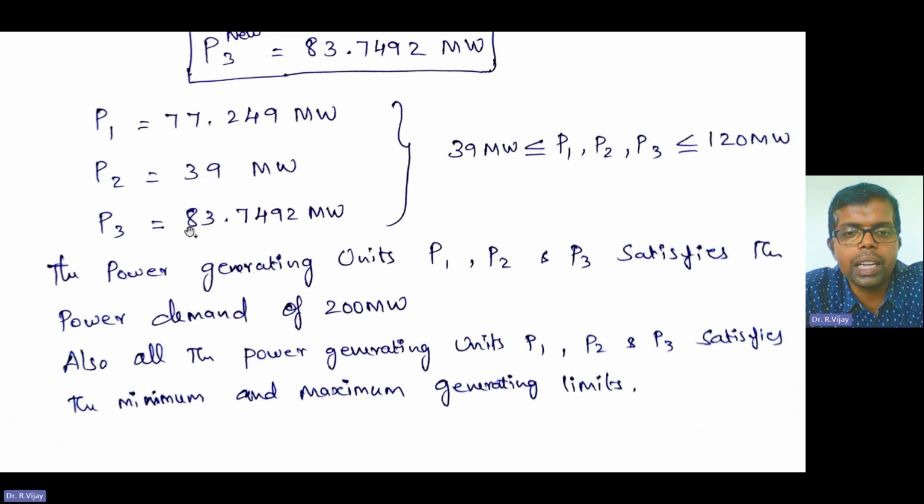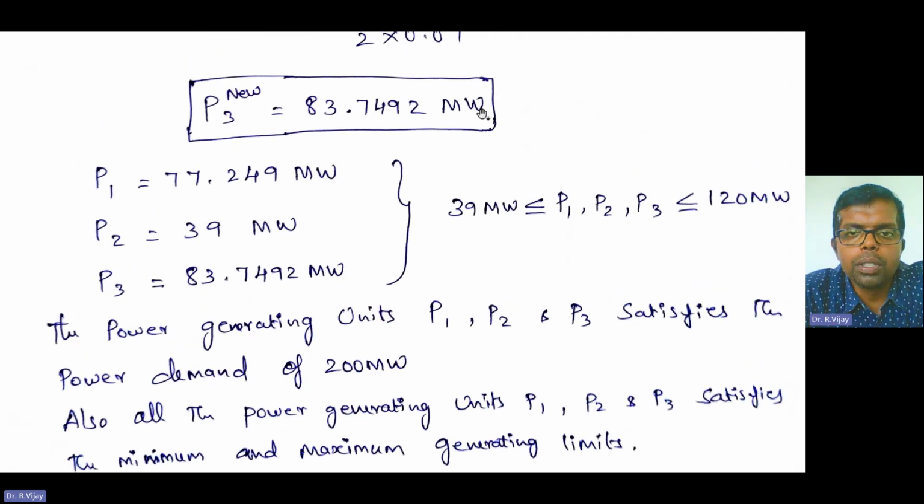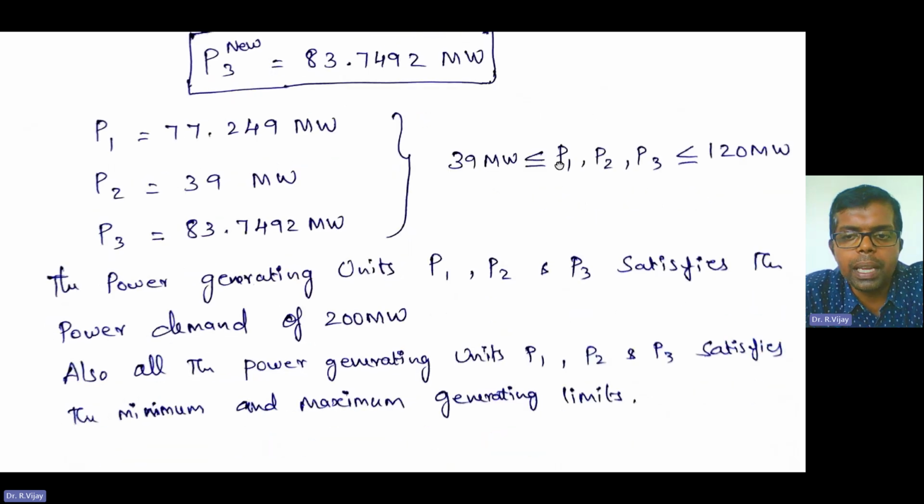While adding, you are getting approximately 199.999 megawatt, so it is approximately equal to 200 megawatt. So here also all the power generating units P1, P2 and P3 satisfy the minimum and maximum generating limits. Like that, you need to write this conclusion. For this conclusion itself, some 2 marks will be given. Up to this, if you solve, only 8 marks will be given out of a 10 mark question.